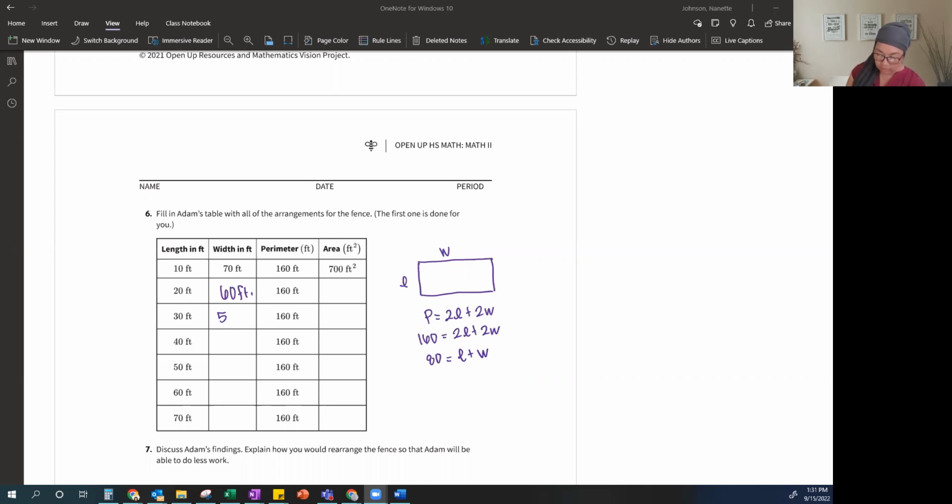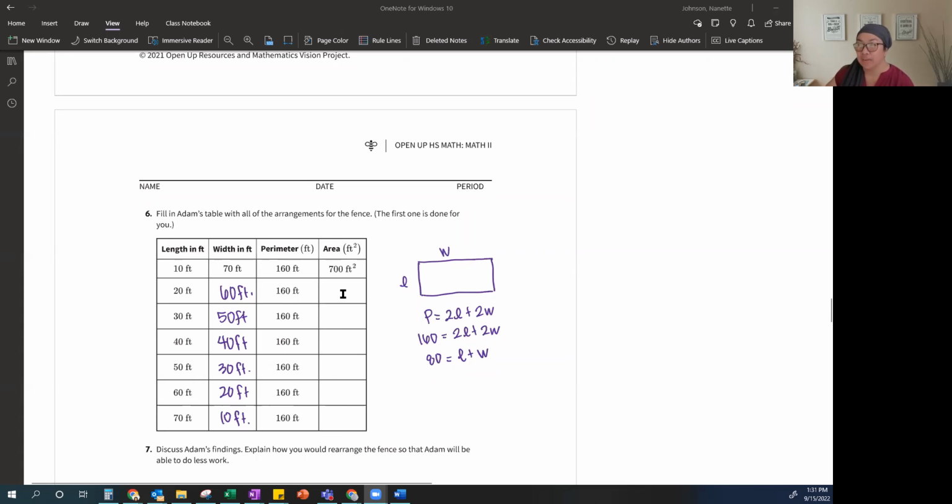It's going to be 40 plus 40. It's going to be 50 plus 30. It's going to be 60 plus 20 and 70 plus 10. Okay, then they wanted you to find the area.